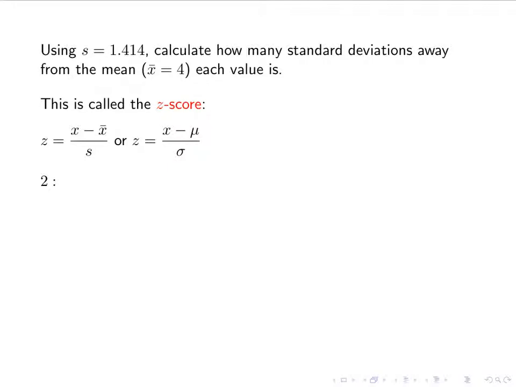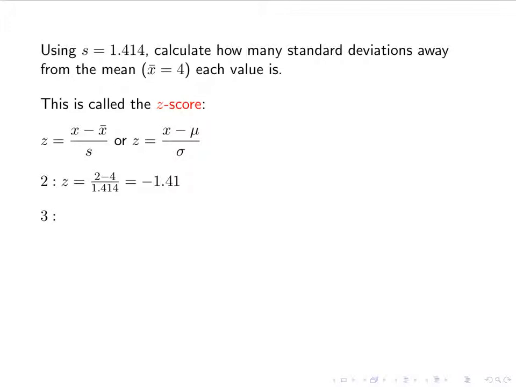So if I looked at my data set 2, the z-score would be 2 minus 4 over 1.414, which is negative 1.41. Typically we're going to round to 2 decimal places. Again, we'll talk about this more when we talk about the normal curve. So for now, I'm just going to always round my z-scores to 2 decimal places.